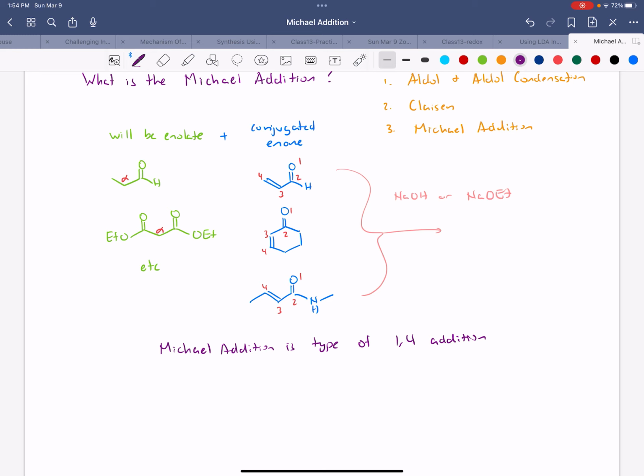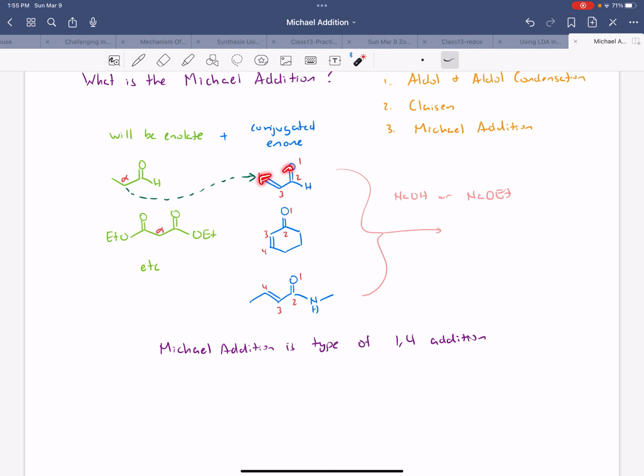Now, I already told you that maybe I didn't explicitly say this, but the bond that will be made will be between the alpha and the 4. And so if you want, we are going to get something on oxygen, but it won't show up in the final product. It will show up in the mechanism. And that's why we call it 1,4. 4 gets this stuff, oxygen gets a hydrogen, but in the mechanism we're going to lose it again, so you don't see it. You won't see it in the final product.